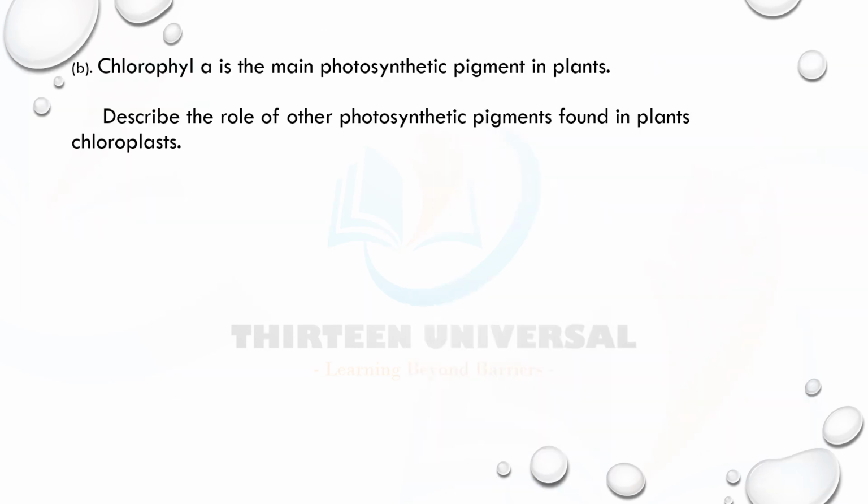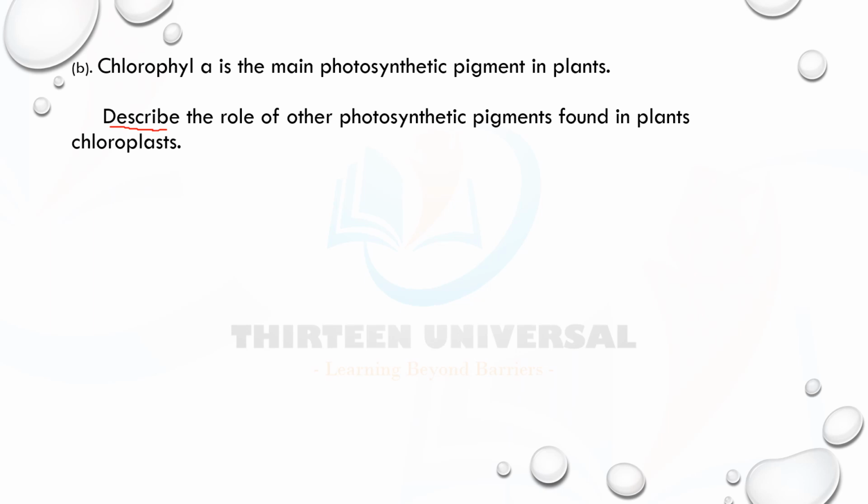We have taken time. Chlorophyll is the main photosynthetic pigment in plants. Describe the role of other photosynthetic pigments found in the plant chloroplast. So chlorophyll A is the primary pigment. Remember that we have the accessory pigments. The accessory pigments include, you know them. Pause the video and try to solve this question.